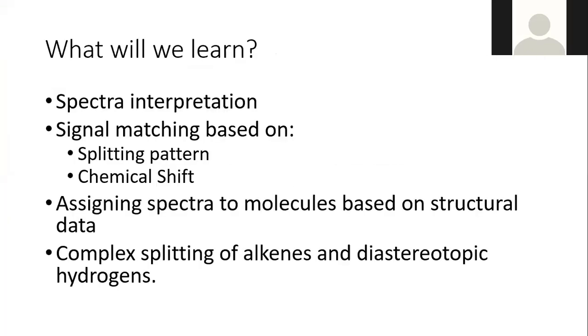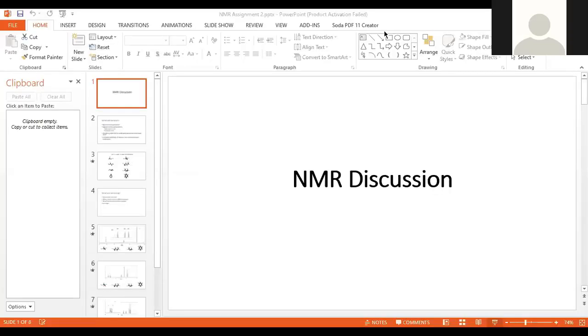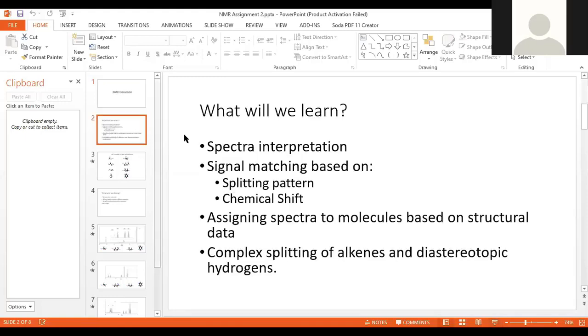Right, so we're going to work through some examples today dealing with interpreted spectra, and also talking about some complex splitting. I think that won't be too bad once we get to that particular example. Then we're going to talk about how to assign spectra, and all of our interpretation is going to be based on what we already know: splitting patterns, chemical shifts, integration, and things like that.